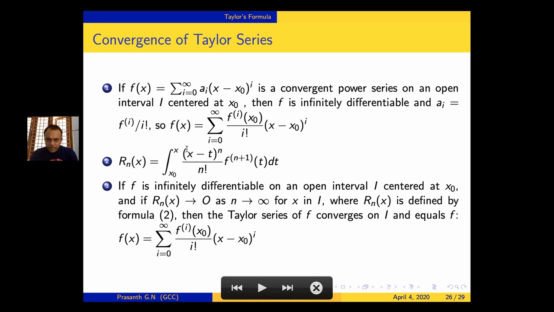So to find the convergence of this series, you first find R_n(x) and find what will happen as the limit n tends to infinity of R_n. If R_n tends to 0, then without any hesitation we can say that f(x) is equal to sigma i equals 0 to infinity a_i (x minus x0) raised to i in this fashion, that is, a_i will be equal to the ith derivative of f at x0 divided by i factorial.